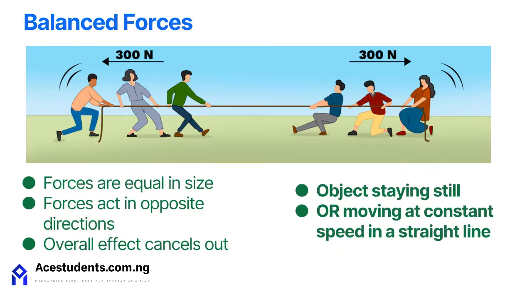When forces are balanced, the object either stays at rest or moves at a constant speed in a straight line. Constant speed means no acceleration, no slowing down, and no turning. In exams, students often forget that moving objects can still have balanced forces.